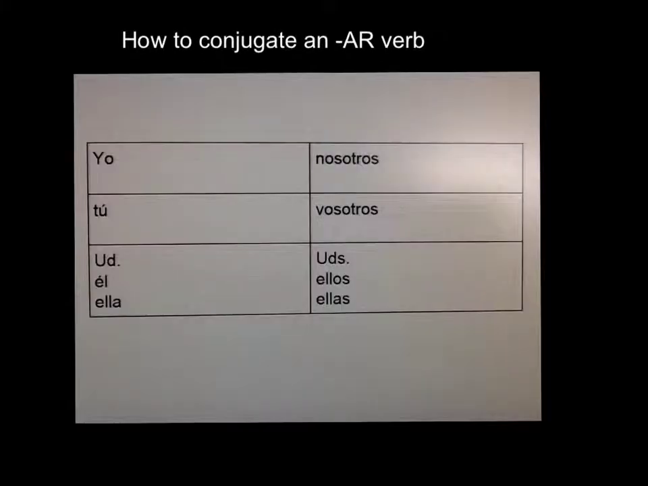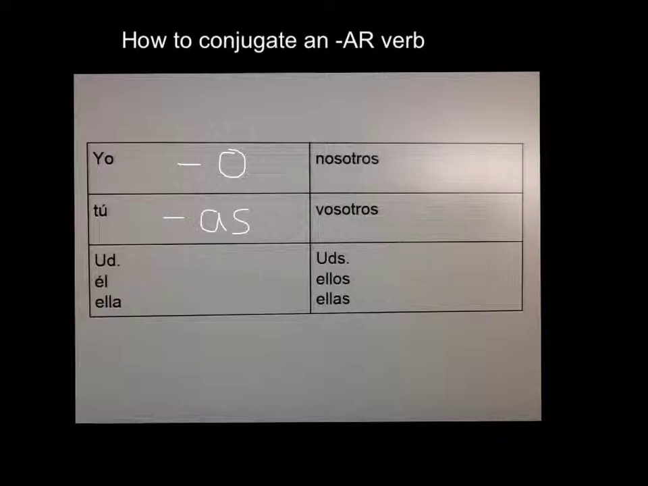This quick lesson will teach you how to conjugate an AR verb. Every AR verb conjugates the same way. They always receive the same endings depending on the subject of the verb. The yo form of the verb always ends in o. The tú form of the verb always ends in as.